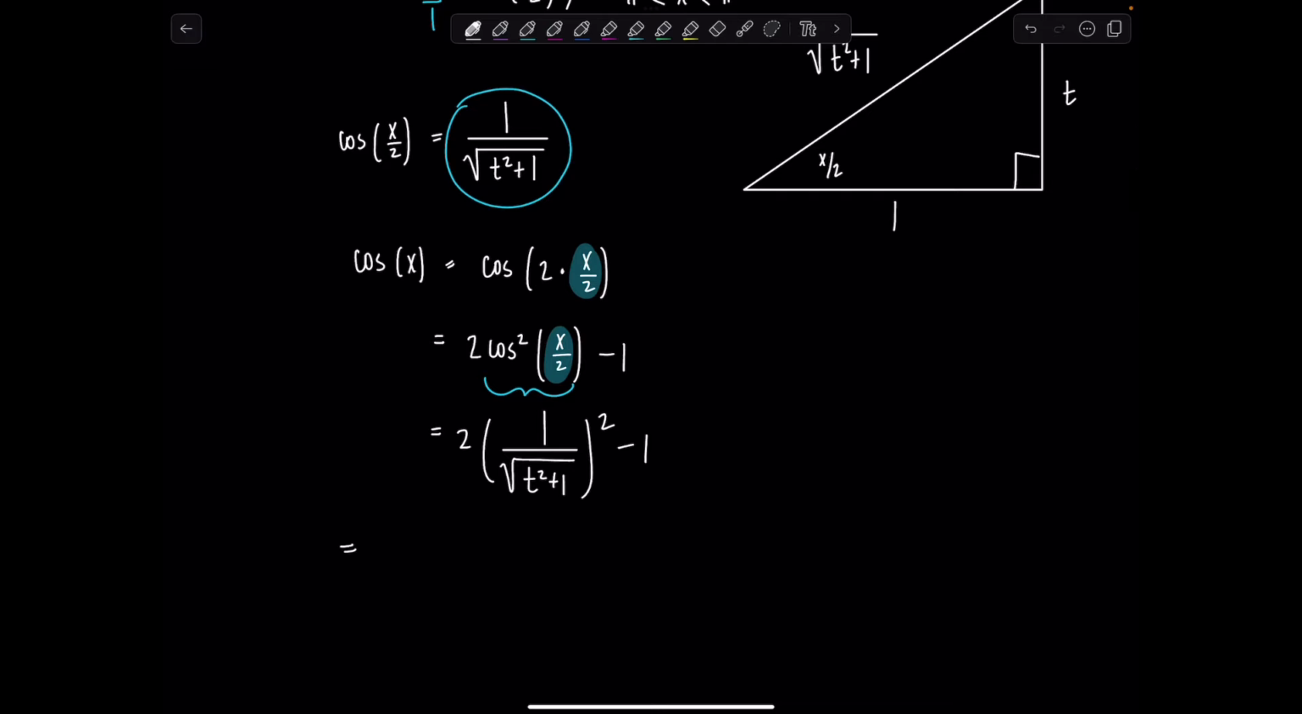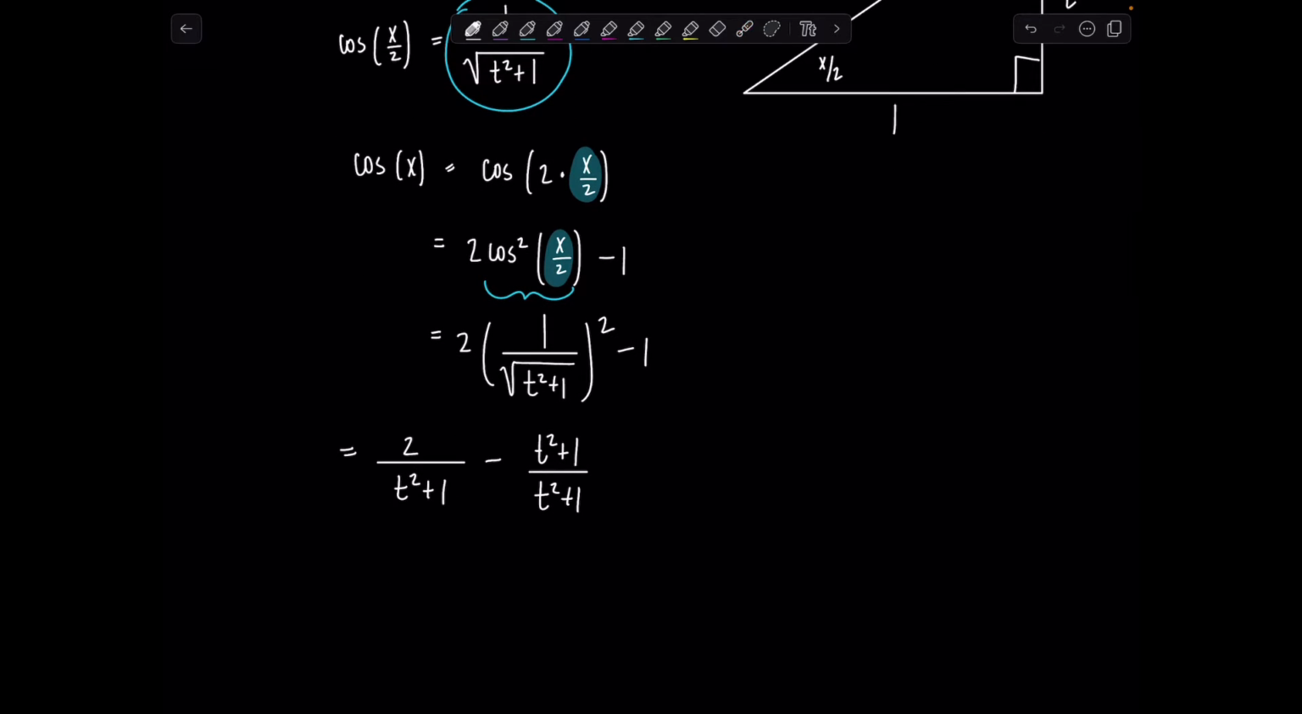And then continuing, this is going to be 2 over, now I have no more radical in the denominator, t squared plus 1. Let me get a common denominator, so minus t squared plus 1 over t squared plus 1. And then when I combine like terms in the numerator, this is going to be 2 minus t squared minus 1. So 2 minus 1, that's going to give me positive 1 minus t squared over, I could leave it t squared plus 1, but most of the time when you reference these formulas, they'll write it as 1 plus t squared, just to look a little more aesthetically pleasing. So this is cosine of x.